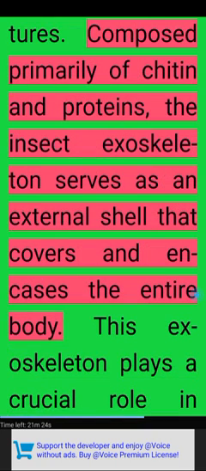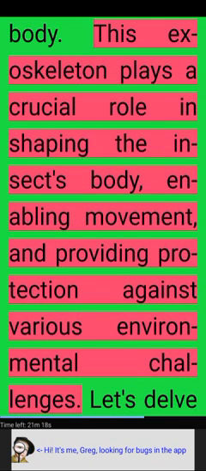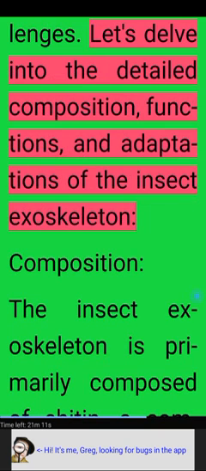Composed primarily of chitin and proteins, the insect exoskeleton serves as an external shell that covers and encases the entire body. This exoskeleton plays a crucial role in shaping the insect's body, enabling movement, and providing protection against various environmental challenges. Let's delve into the detailed composition, functions, and adaptations of the insect exoskeleton.